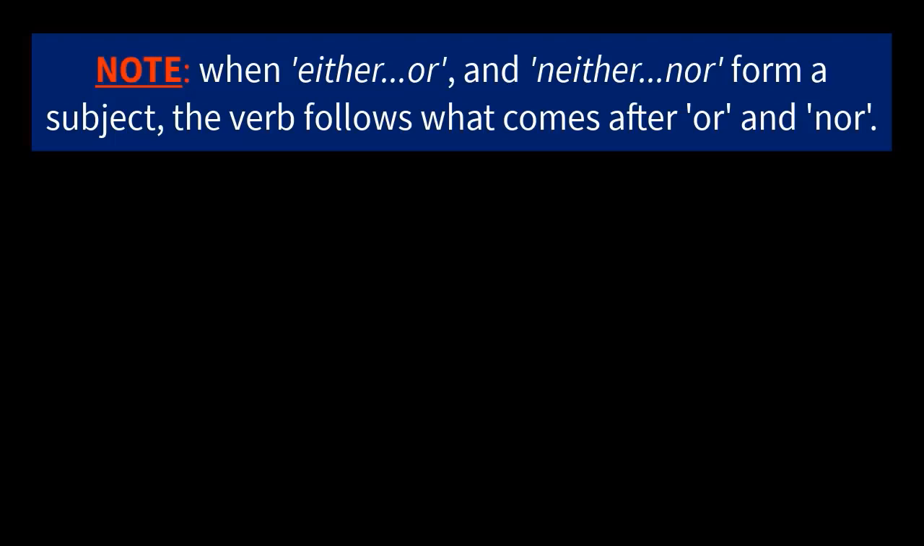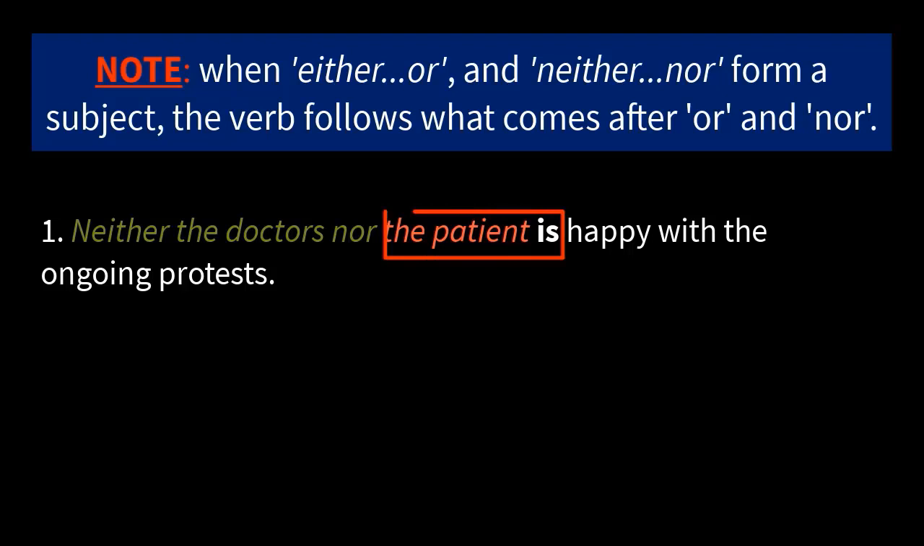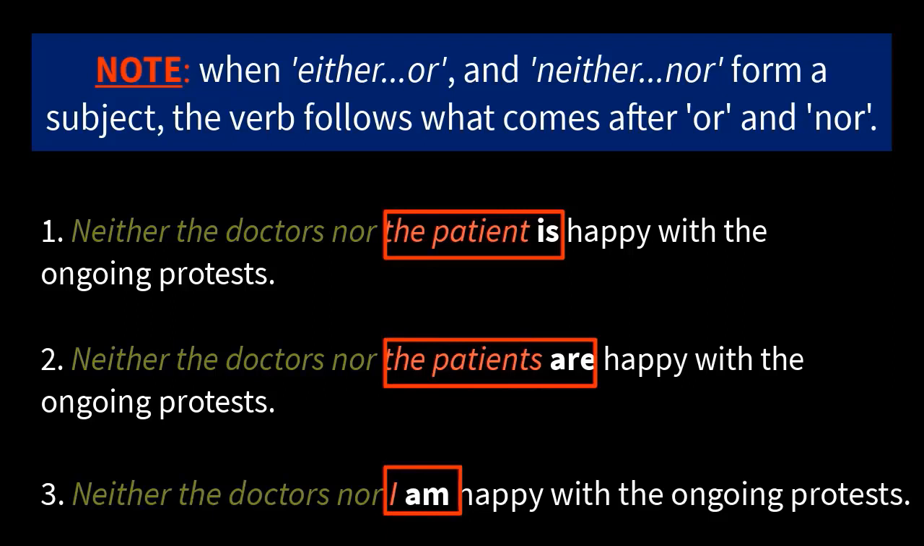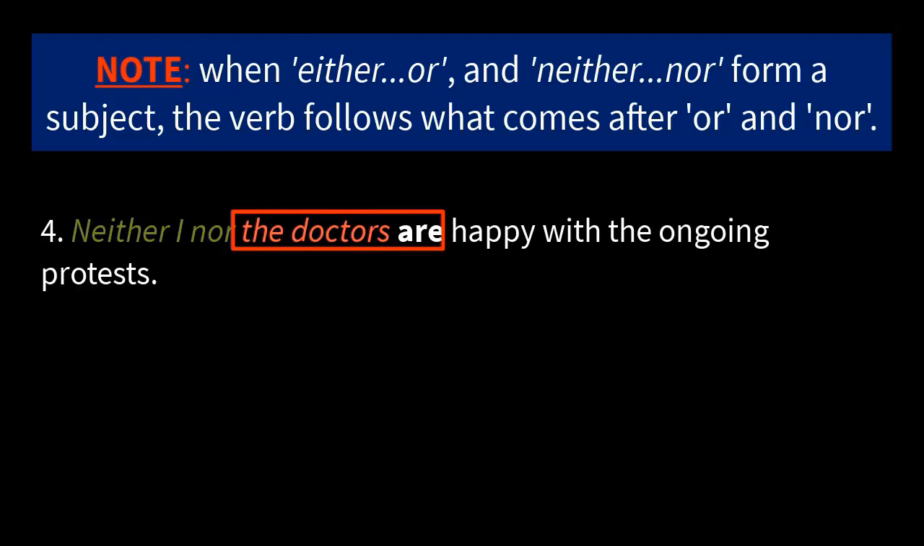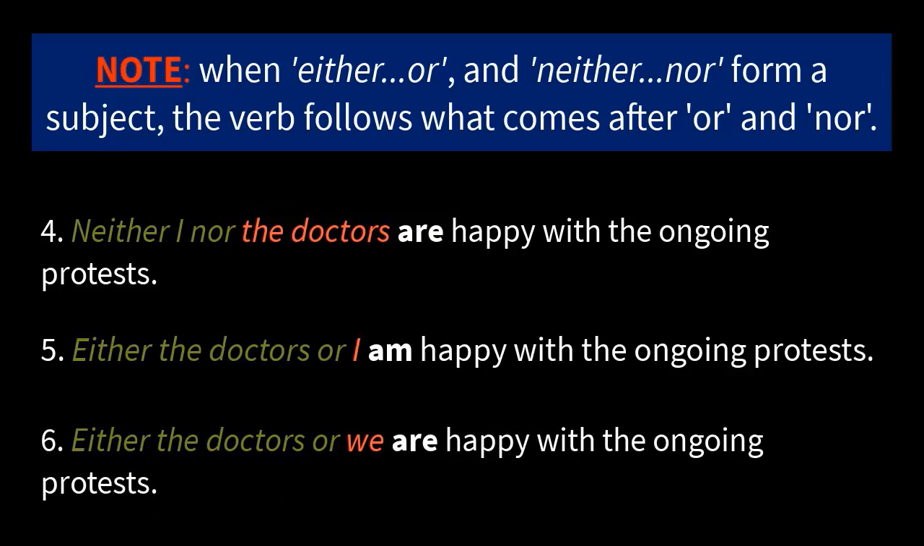Now remember this: if you use either or neither nor to form the subject, the main verb follows what comes after nor and or. Neither the doctors nor the patient is happy, or the patients are happy, right? Neither the doctors nor I am happy. Neither I nor the doctors are happy, right? Either the doctors or I am. Either the doctors or we are, right? So what comes after nor and or in compound subjects is what the main verb follows, right?